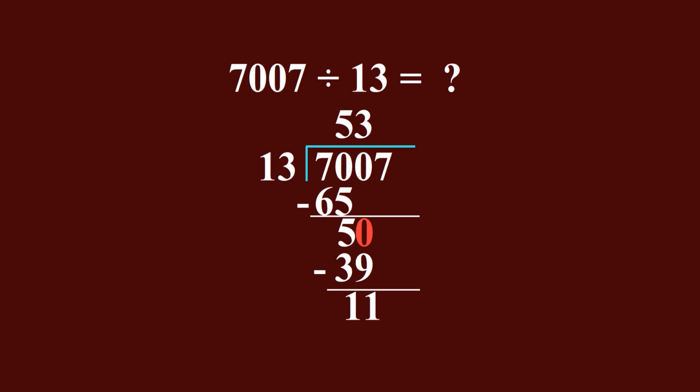Now we bring down the next digit, 7, and this makes our new number 117. How many 13 are in 117? The answer is 9. Now multiply 9 by 13, which gives us 117. Draw line and subtract. The subtraction result is 0.